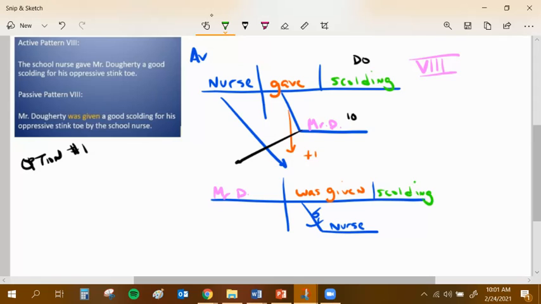If you decide not to move the direct object, but to move the indirect object, then the direct object still stays there. So you end up saying Mr. Doherty was given a scolding by the school nurse. And that's what we have as option 1. So once again, for a pattern 8, you have 2 options. The first option is to move the indirect object to the front. Let's pause our video and come back and take a look at option 2.